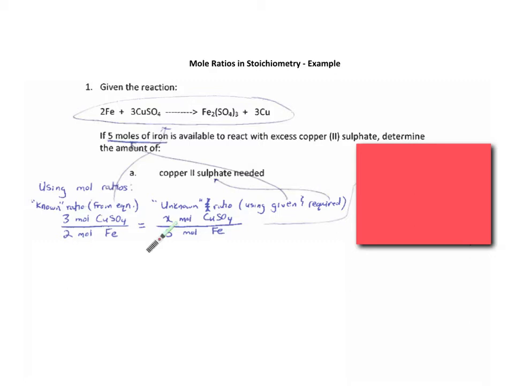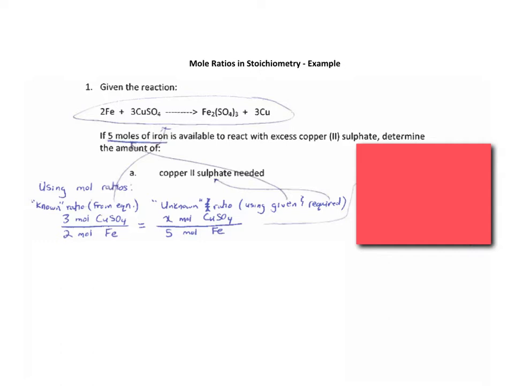And on the unknown side of the ratio, we place our unknown. And so I've got X moles of the copper 2 sulfate because that is, as the question states, what we are trying to find. But we know that we are trying to find out how much copper 2 sulfate is needed to react with the 5 moles of iron that are provided. And so both of those values go on what I call the unknown side. And so we're using the given information, which is the 5 moles, and the required, which is what the question is asking for. And so all we need to do now is solve for x.